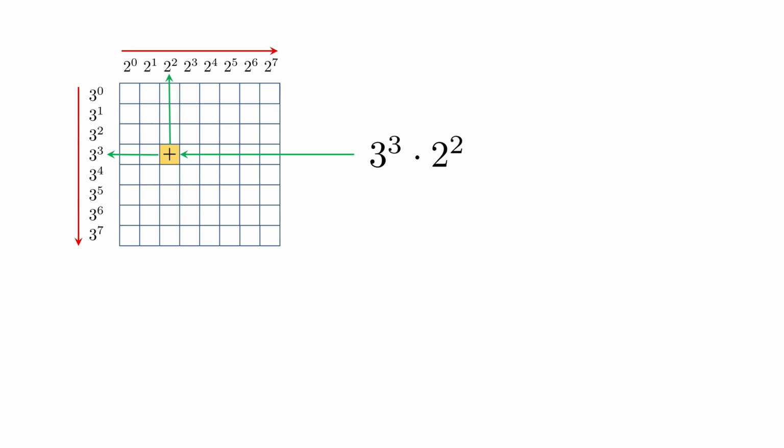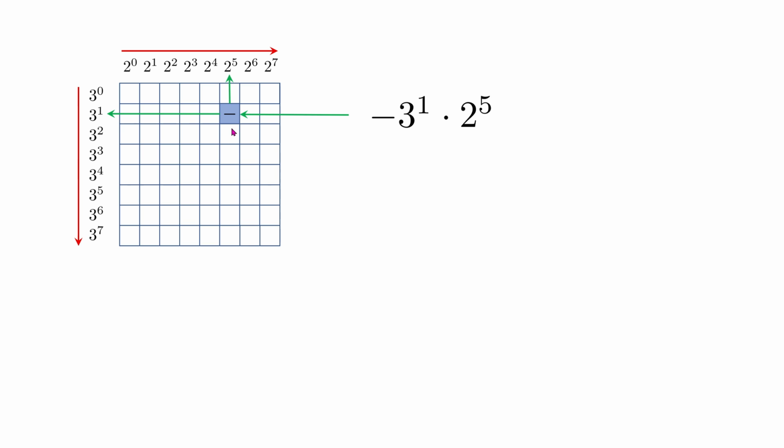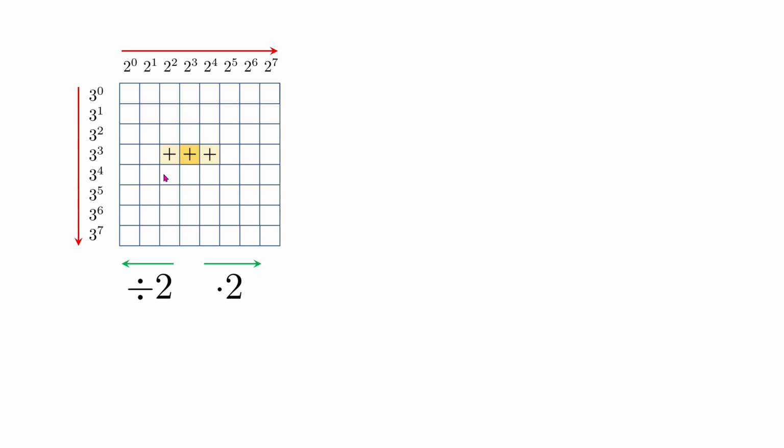I will still use the term bit, even so these are not ordinary bits anymore. And another example, if we will take this negative bit here, it is minus 3 to the power 1 multiplied by 2 to the power 5. There is another interesting characteristic of this two-dimensional representation, which is that, for example, if we have this bit, to multiply it by 2, it's enough to shift it one position to the right side. To divide it by 2, it's enough to move it one position to the left side. But also to multiply it by 3, it's enough to move it one position down. Also, division by 3 is represented by move one position up.